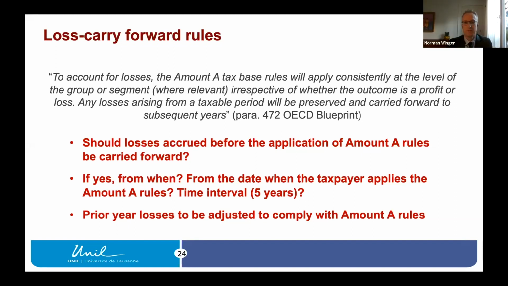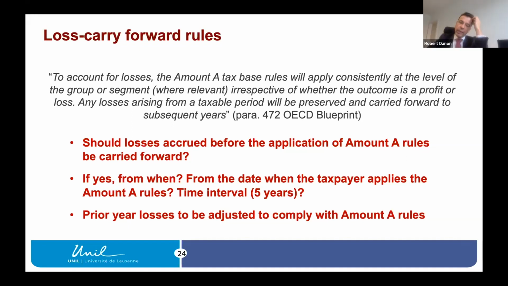Yes, and maybe one more point for the pre-regime losses. We have to be aware that many of the companies who would be in scope and who are performing automated digital services normally accrue a lot of losses before they turn profitable. That's the typical business model. So if you would allow pre-regime losses to come into play, then that would significantly reduce the Amount A reallocation. But that's just a point to take into consideration.